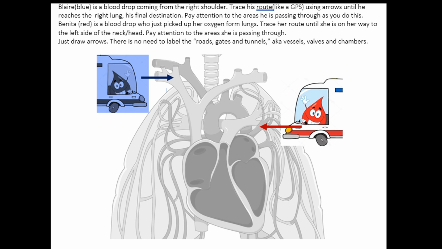So I have here a diagram showing you how blood will flow from the veins to the heart and then to the lungs, and then from the lungs to the heart and to the rest of the body. So I would like for you to trace the pathway of Blair or Bobby coming from the right shoulder until he reaches his final destination, which is the lung, whereas Benita, the red blood drop here, which represents oxygenated blood, will find its way to the heart and then to its final destination, which is the left side of the neck.